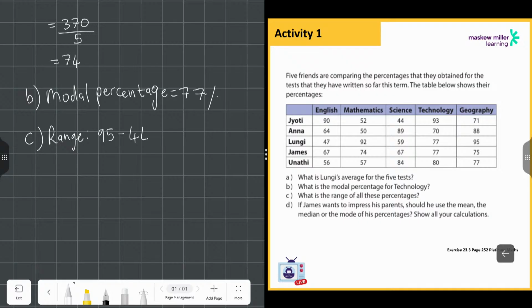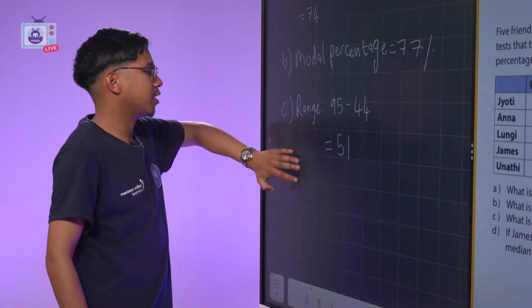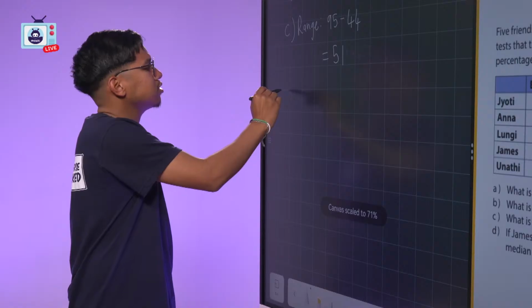44 is the lowest number. And this will give me an answer of 51. Okay, so my range is 51. I'm taking the biggest number, minusing the smallest number, and my answer is 51. Let's look at the last question.